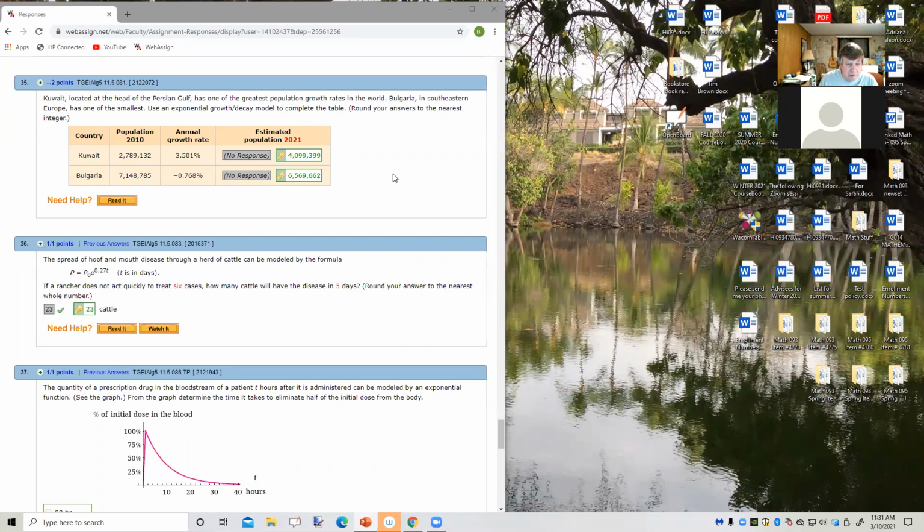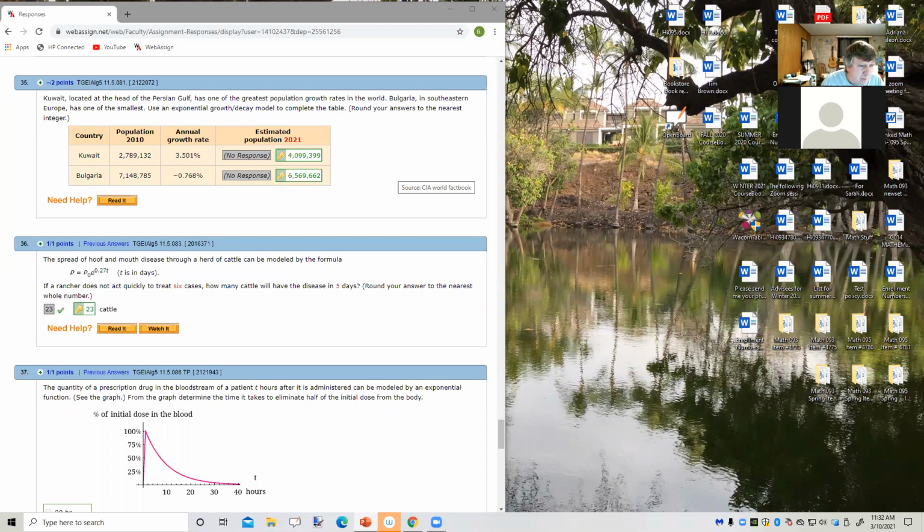All right. Now, for the first problem, the population is 2,789,132. So P would be 2,789,132. And the growth rate would be 3.501%, which is 0.03501. Okay, moving the decimal point 2 places to the left and dropping the percent sign.